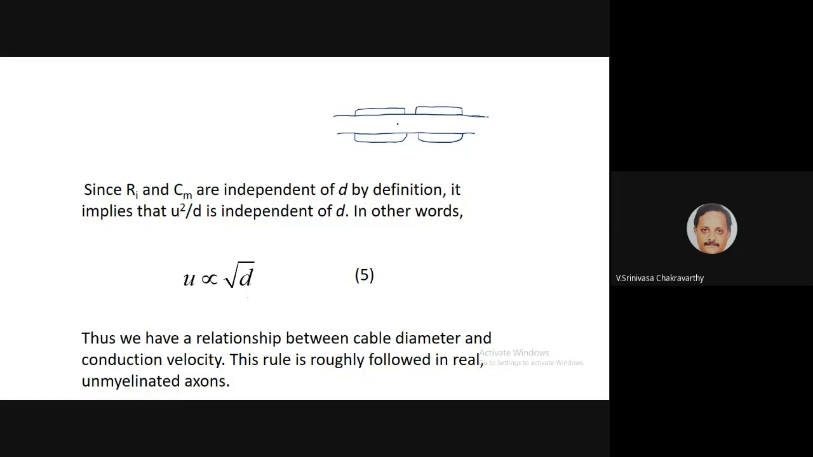If you add an extra myelin sheet, it will have higher conduction velocity. And not only that, in this case, with the myelin sheath, U is proportional to D. So the conduction velocity grows faster with diameter. This is a special property of myelinated axons.